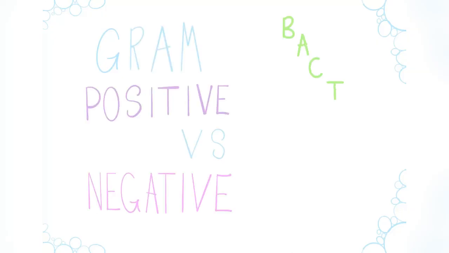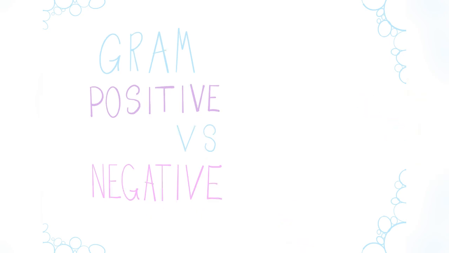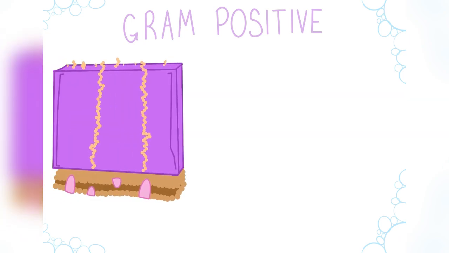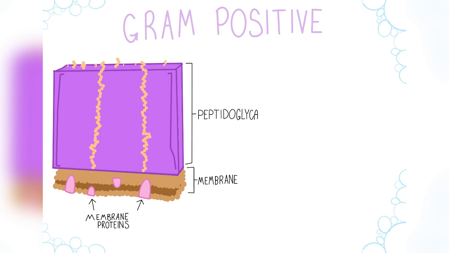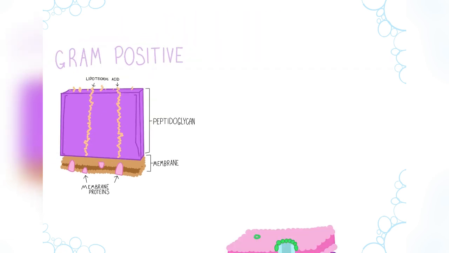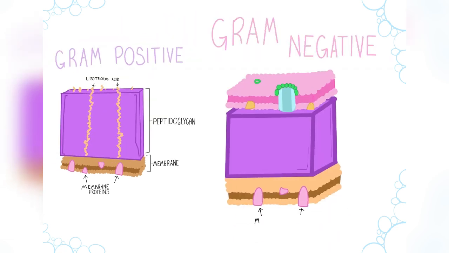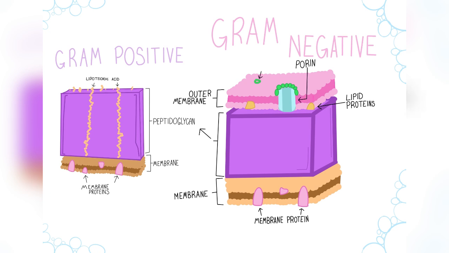Gram-positive versus gram-negative bacteria. Gram-positive bacteria are made up of membrane proteins, the cell membrane, a thick layer of peptidoglycan, and lipoteichoic acid. Gram-negative bacteria are made up of membrane proteins, a cell membrane, a smaller layer of peptidoglycan, and an extra outer membrane. The outer membrane contains lipid proteins, porins, and polysaccharides.